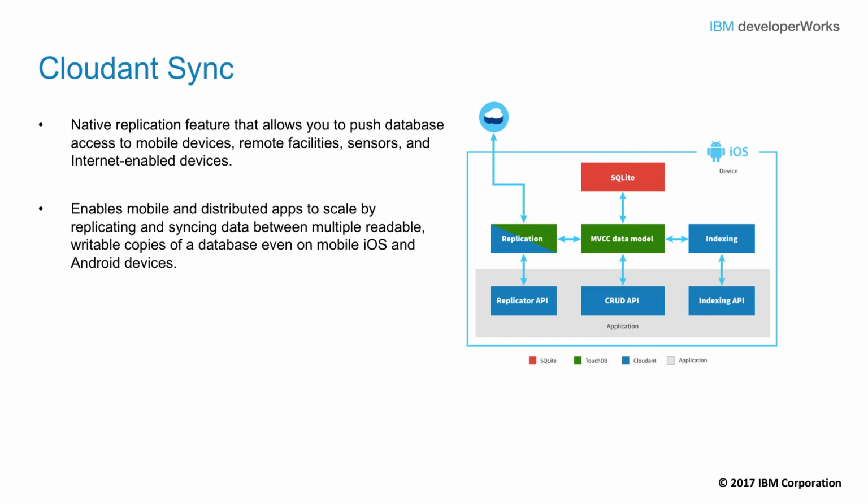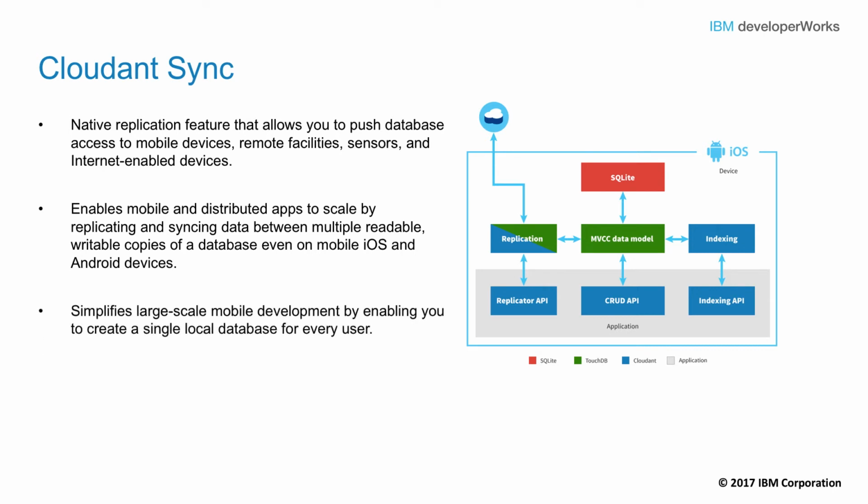Cloudant Sync allows mobile and distributed apps to scale by replicating and syncing data between multiple readable, writable copies of the data in other data centers and even on mobile iOS and Android devices. This is much easier and more cost-efficient than growing a single central database to handle all the data collection. Cloudant Sync simplifies large-scale mobile development by enabling you to create a single database for every user. You simply replicate and sync the copy of the database in Cloudant with a local copy on their phone or tablet or vehicle, sensor, appliance, etc.